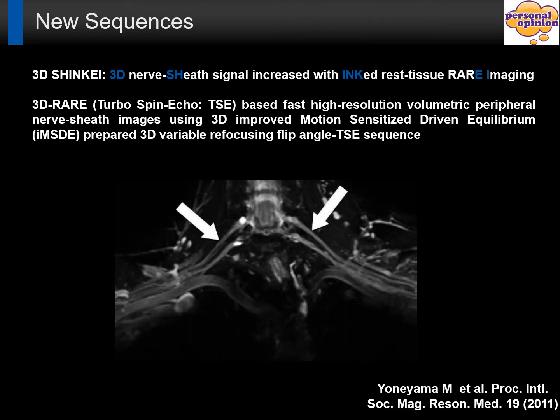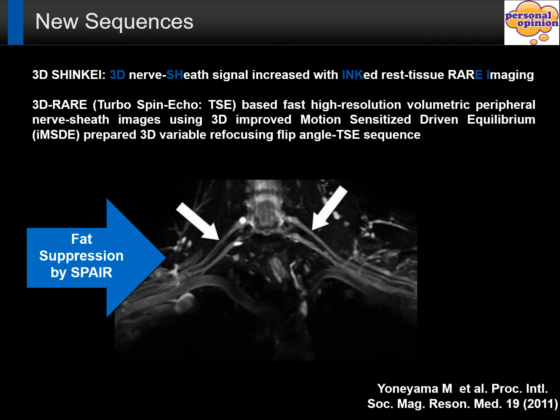Depending on the manufacturer, they also provide you with new types of sequences, such as this one, which is basically a product from Philips, but also similar sequences are available from other vendors. Those sequences are usually based on the fact that they try to suppress the fat signal from the surrounding tissue as much as possible using different kinds of techniques.